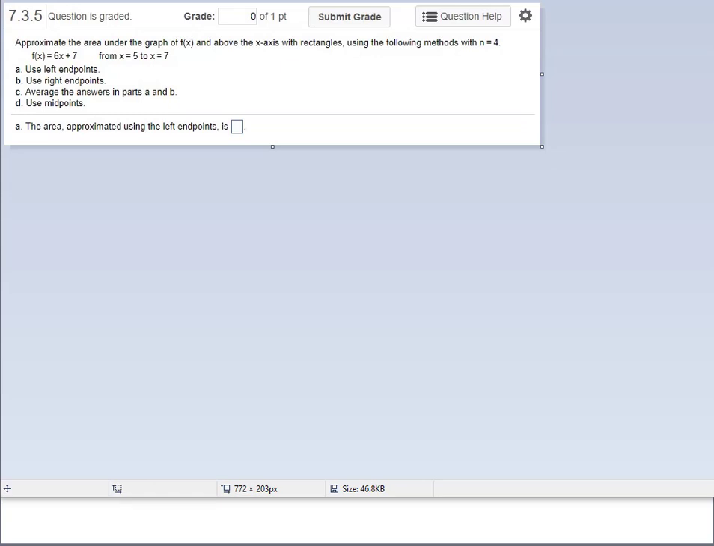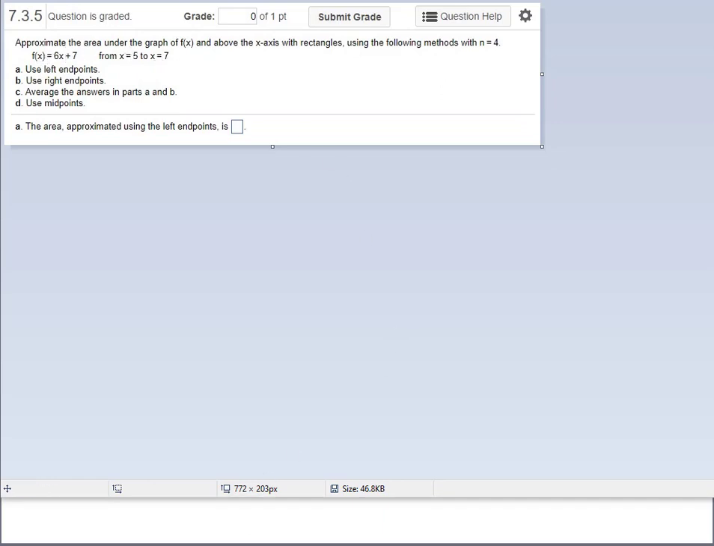Looking at this problem from section 7.3. It asks us to approximate the area under a curve and above the x-axis using 3 different methods, and then averaging 2 of them in the third part there. With 4 rectangles, it's a linear function, so let's take a look.